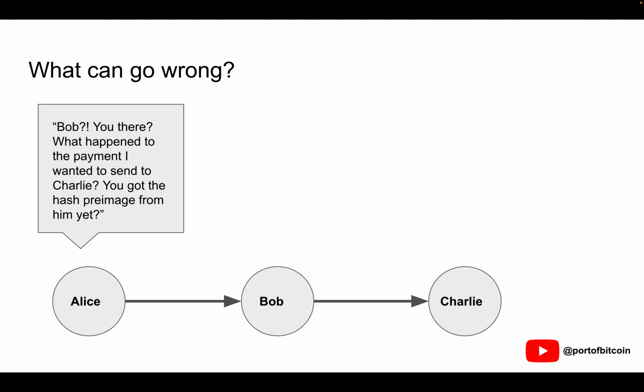So what can go wrong? Well, Bob could have agreed to get that payment to Charlie, but then become unresponsive and never told Alice what the pre-image was to the hash, and Alice would be in a scenario where she wouldn't know whether the payment had been completed or not. So Alice is effectively saying, Bob, what was the hash pre-image? Has the payment been completed or not? I don't know, you're not responding.